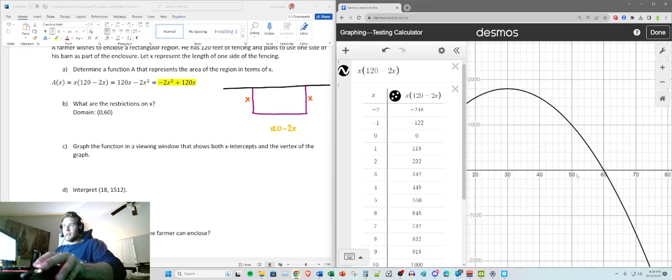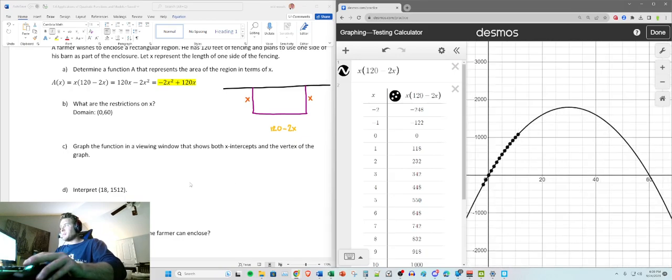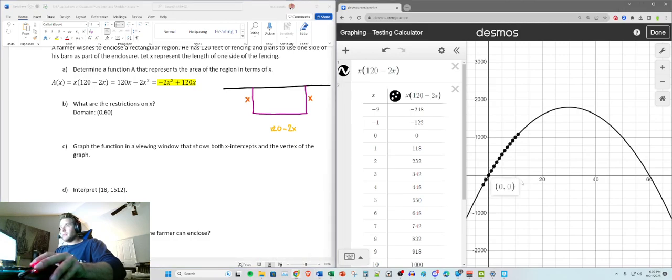It starts at 0 and goes to 60. It would not make any sense if we went down here because then we get negative areas. Okay? So this makes sense. It says graph the function in a viewing window that shows both x-intercepts. So we have this one, and we have our vertex. Okay, so that is done.